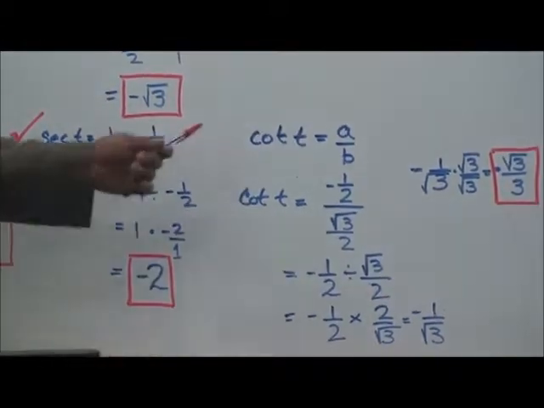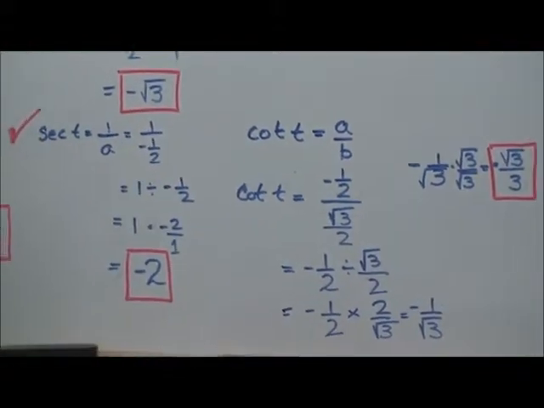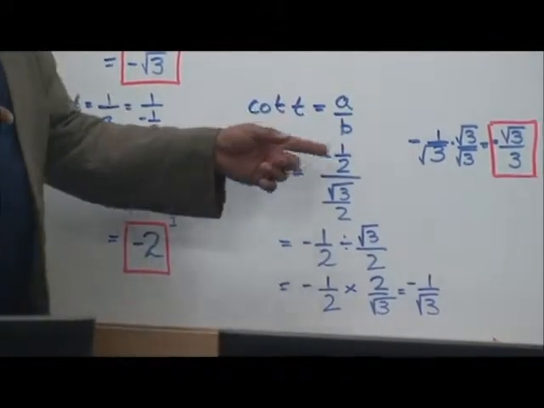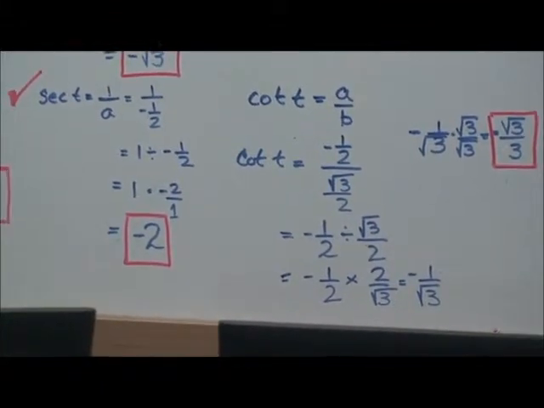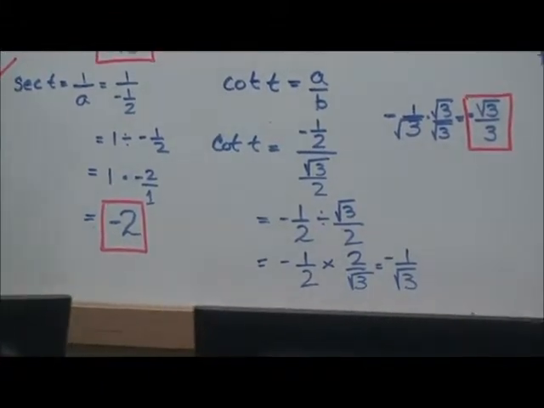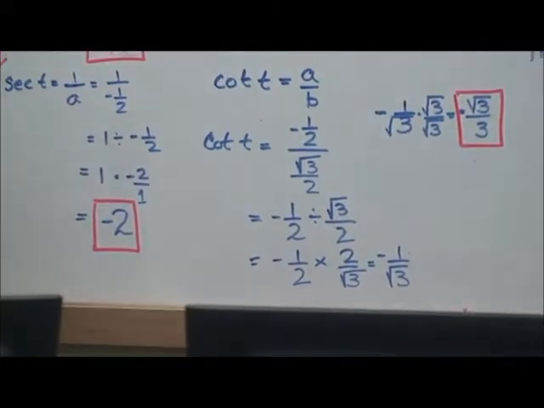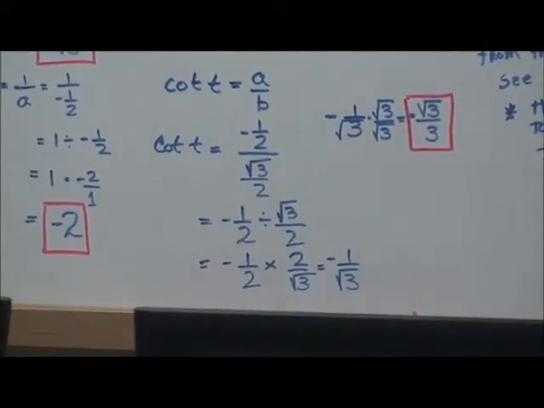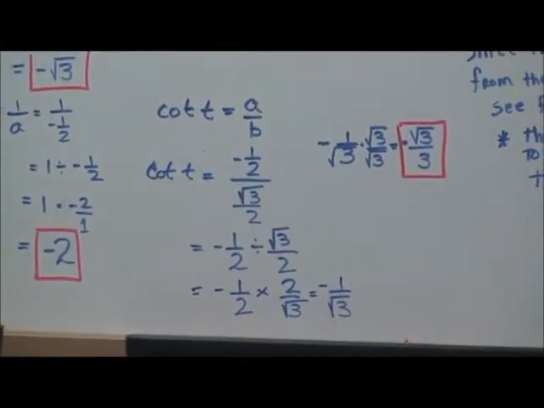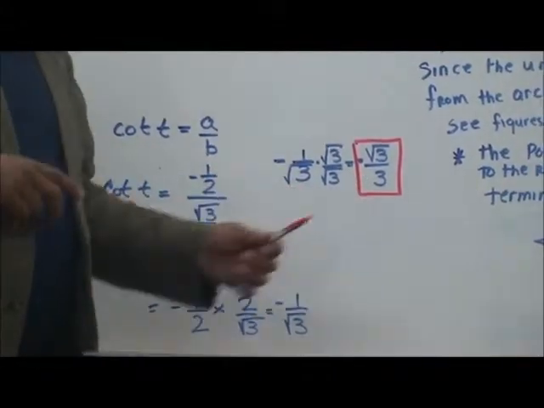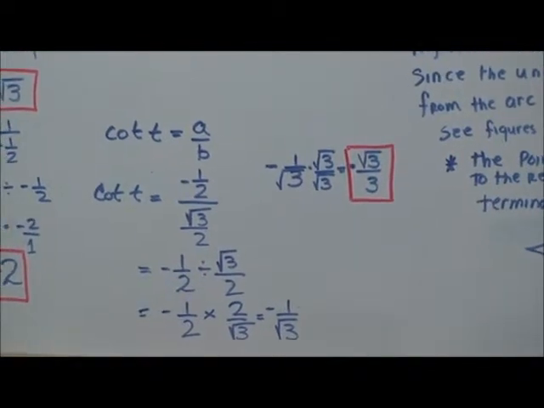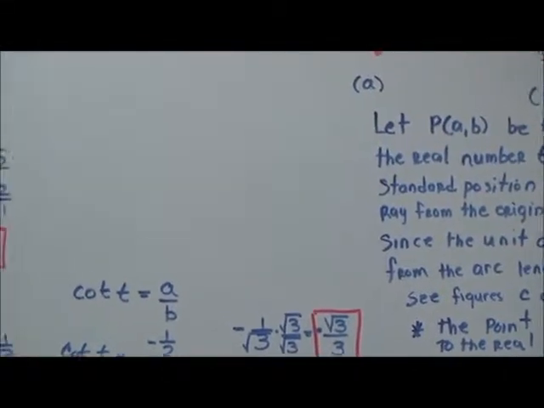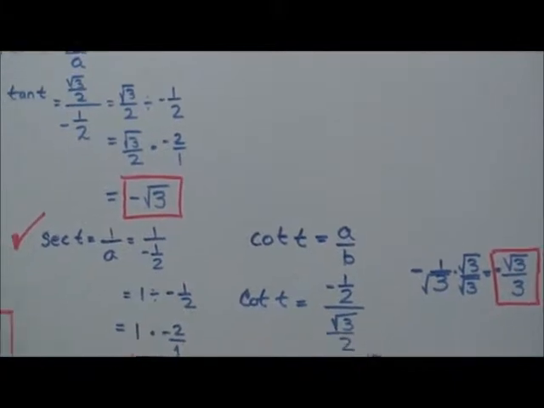Now again, cotangent t, what you're going to do here, this is going to be a divided by b, and this is going to be -1/2 divided by the square root of 3/2. You're dividing fractions. And then after you get your solution, you want to rationalize the denominator, and we come up with the answer to be negative square root of 3/3.